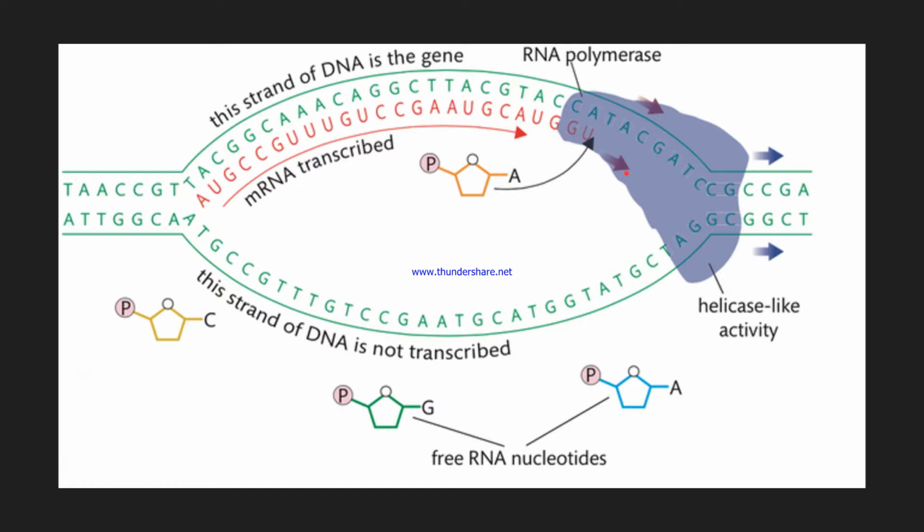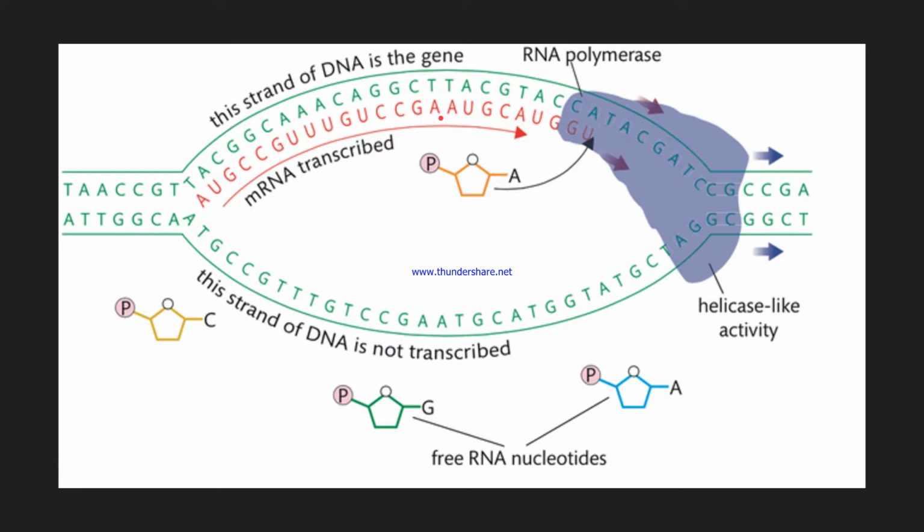Now we get into the second step of transcription, called elongation. Before we start, notice that when the RNA polymerase is building mRNA, we're only doing it on one strand of DNA. This strand of DNA is not being used. We call the strand that we use the antisense strand. That's a good little thing to know for AP and IB. The antisense strand is where we make the mRNA.